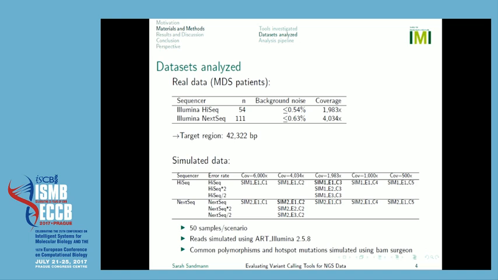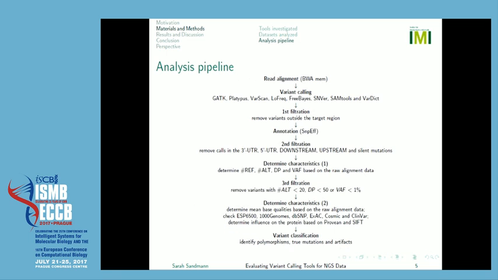And to each and every one of the samples, we randomly added common polymorphisms and common hotspot mutations using BAMSurgeon. Now, what did we do for our analysis? Well, of course, at first you have our read alignment, we have BWA-MEM for that, then you have the variant calling process for the 8 tools.